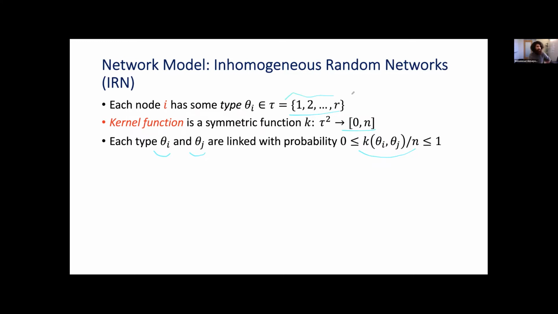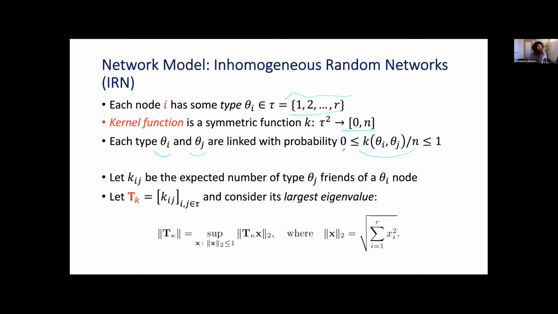This could also be an uncountably infinite number of types. You can have a continuum of types, and then things would change a little bit mathematically, but conceptually it's the same. Now, if you have this model, I can define another object, which is going to be super important. Let K_ij be the expected number of type J friends of a type I node. So I have a matrix which is R by R, type by type, and for each entry I ask, what is the expected number of type J friends of a type I node? I form this matrix, and I find its largest eigenvalue. I call it this object over here. Okay, good. That's my network model.